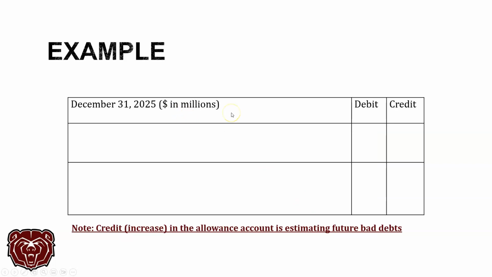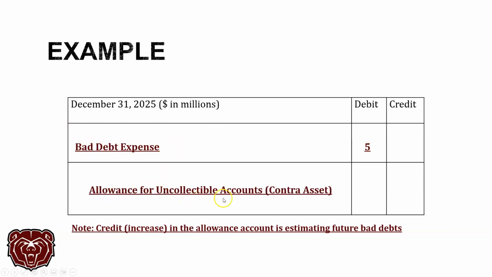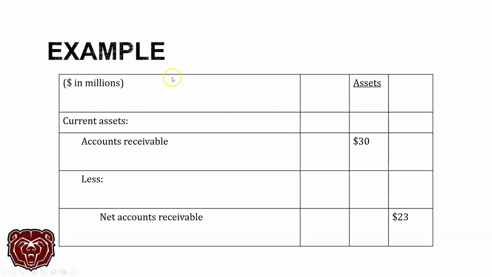The journal entry looks like this, okay? Bad debt expense, $5 million, right? We're recognizing that expense. Then we're going to increase our allowance for uncollectible accounts by $5 million. This is an increase in the allowance account. We're estimating future bad debts, okay? So this is what your balance sheet would look like. We have AR of $30 million less the allowance for uncollectible accounts of $7 million, giving us net AR of $23 million. Okay, so that is how we're going to calculate our allowance for uncollectible accounts, using the allowance method.